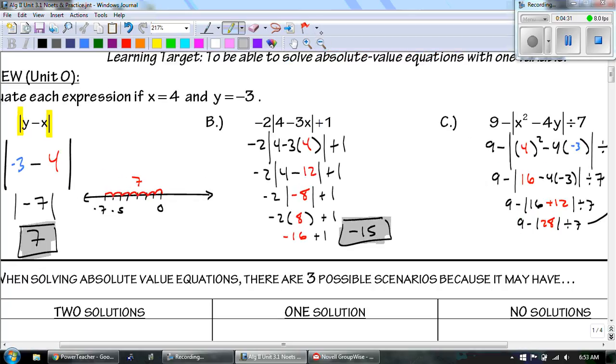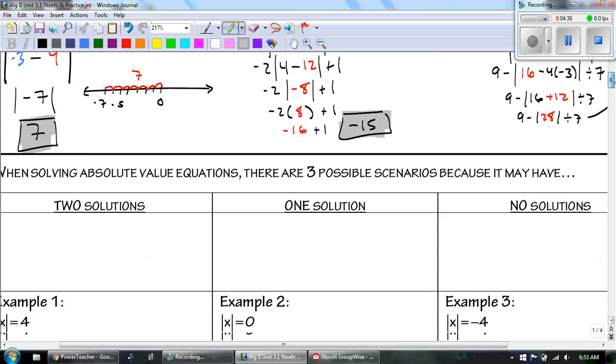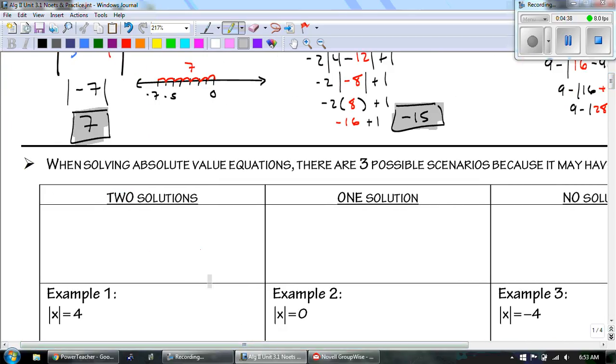All right, so today we're going to be talking about solving absolute value equations, and there are 3 possible scenarios that we could have, okay? So the first thing that we could get is 2 solutions. And what happens when we know that is, when that comes up, is if the absolute value equation equals a positive number.